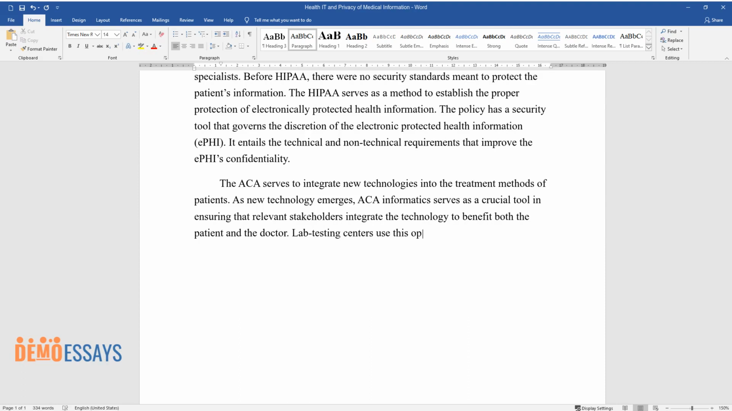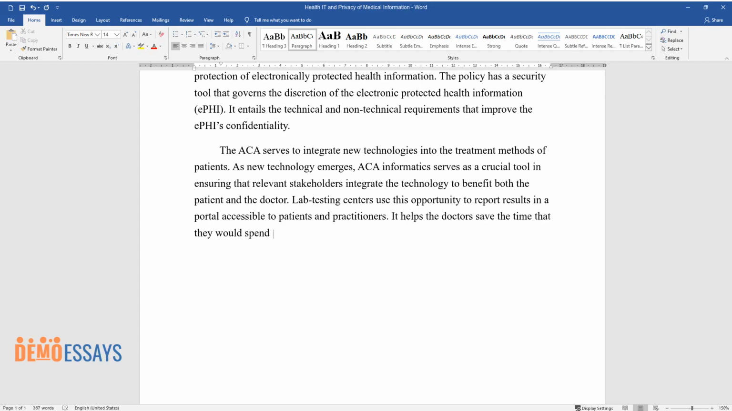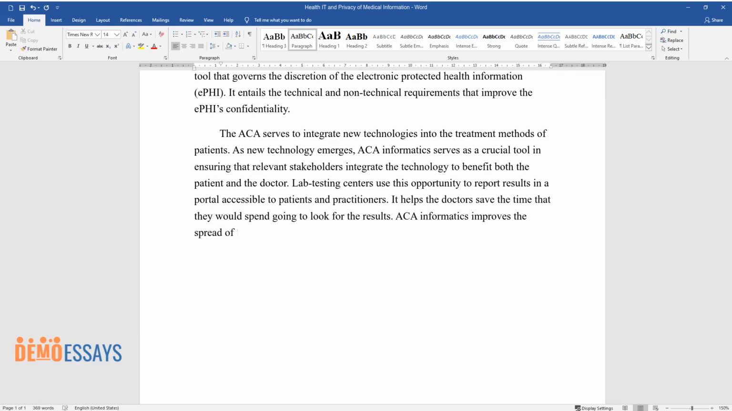Lab testing centers use this opportunity to report results in a portal accessible to patients and practitioners. It helps the doctors save the time that they would spend going to look for the results. ACA Informatics improves the spread of information over time to improve the deficient areas in diagnostic procedures.